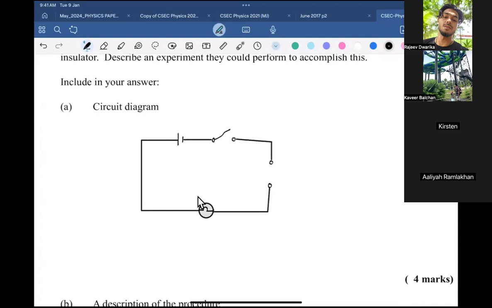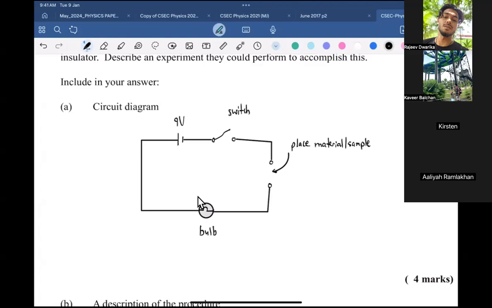This is the circuit I would build. And over here, you would just say place material or sample. Let me know if you don't understand that. And for the battery, you could use a simple 9-volt battery or something. So we have a bulb here, a bulb, a switch.